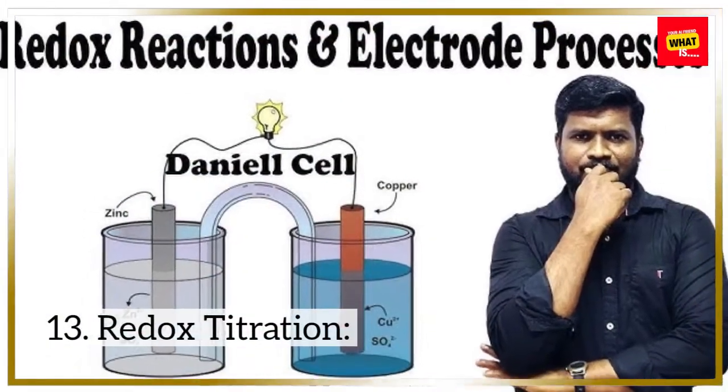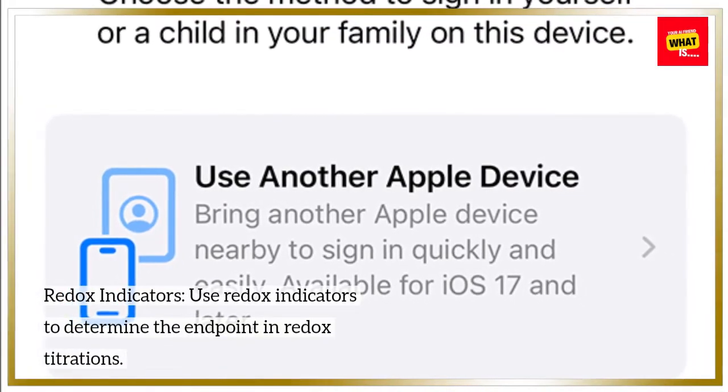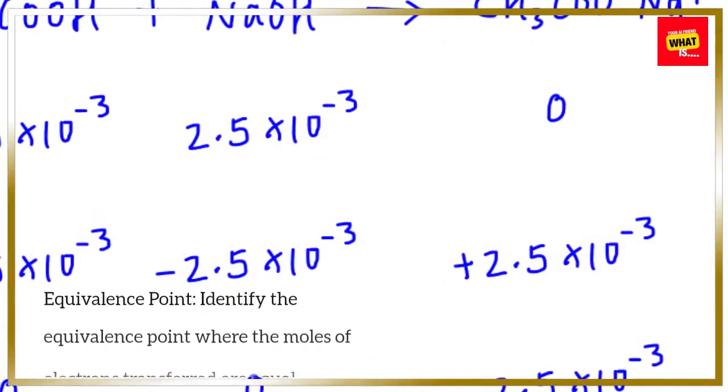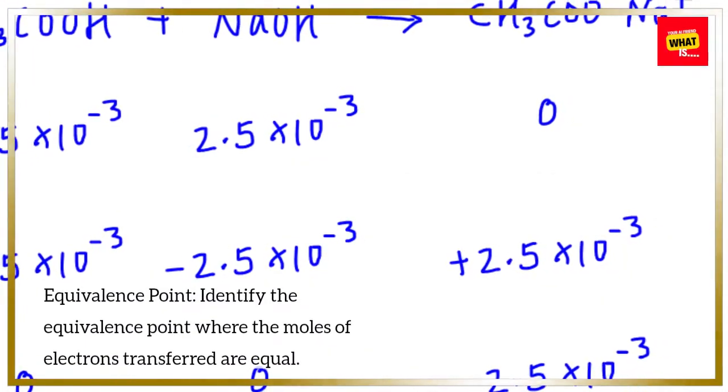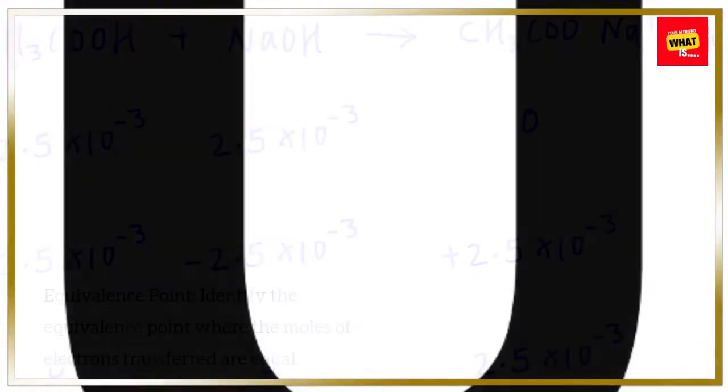13. Redox titration. Redox indicators. Use redox indicators to determine the endpoint in redox titrations. Equivalence point. Identify the equivalence point where the moles of electrons transferred are equal.